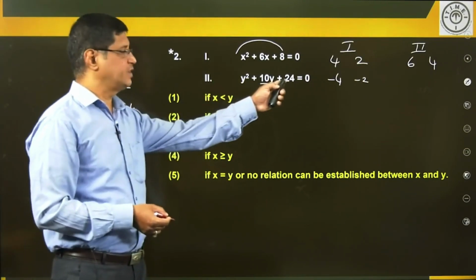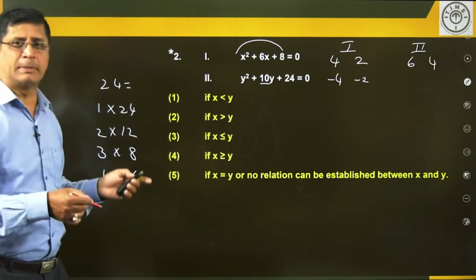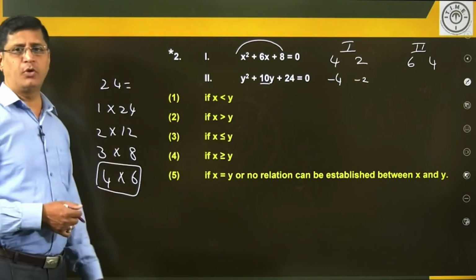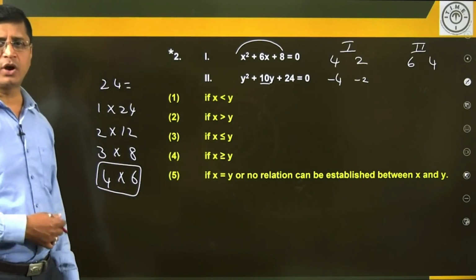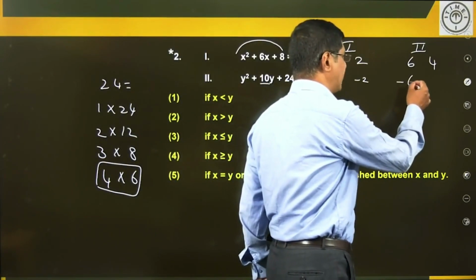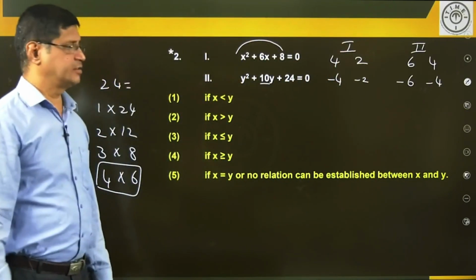Now, here product of the constant, that is a into c is equal to 24, positive means sum of the factors. Sum of the factors means this is the only one possible way. So, 6 and 4 are the factors, means what about the roots? Minus 6, minus 4.